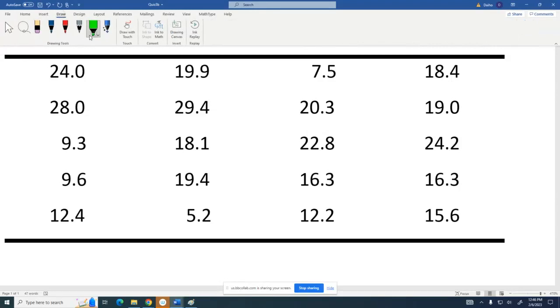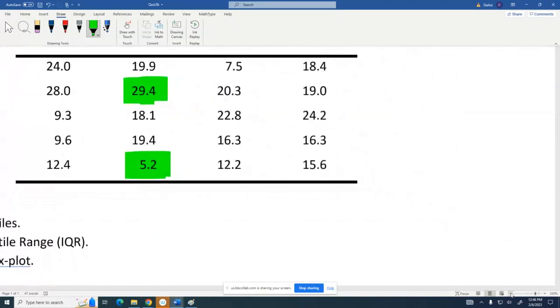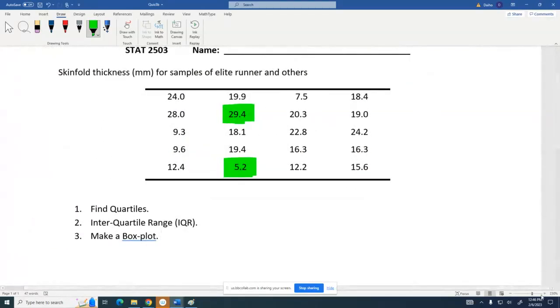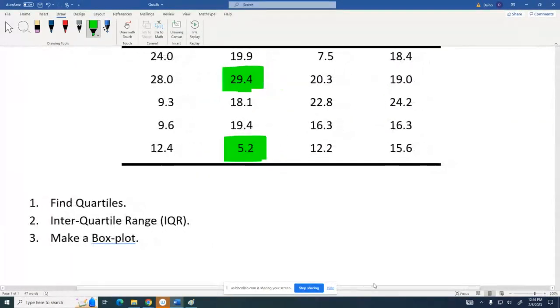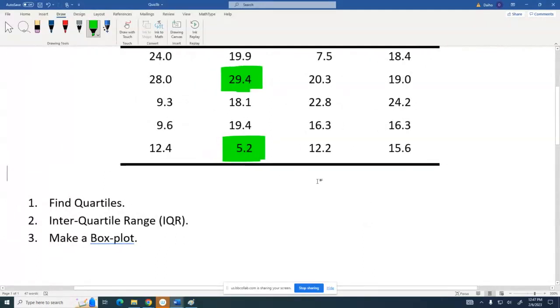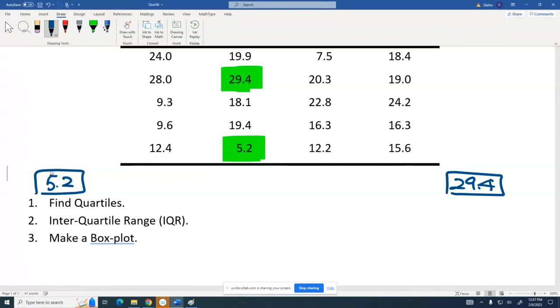Anybody who took the minimum? 5.2 is the minimum. How about the maximum? 29.4 is the maximum. Okay, good. So we have a minimum of 5.2 and a maximum of 29.4, and n equals 20.